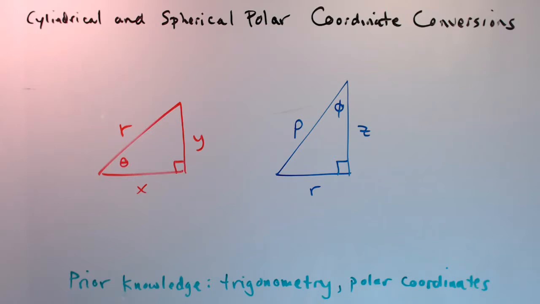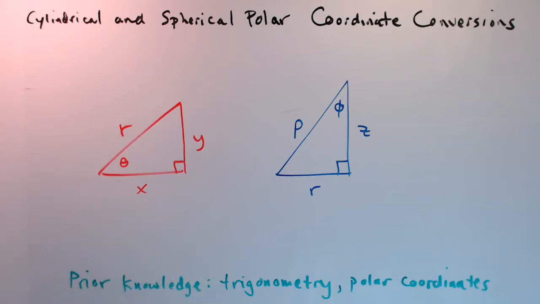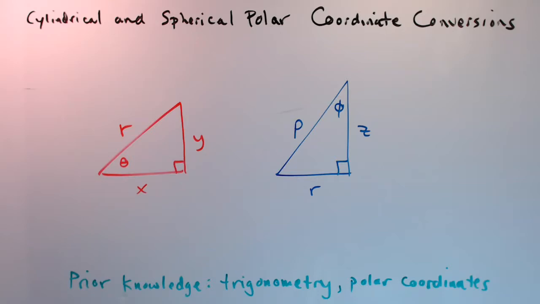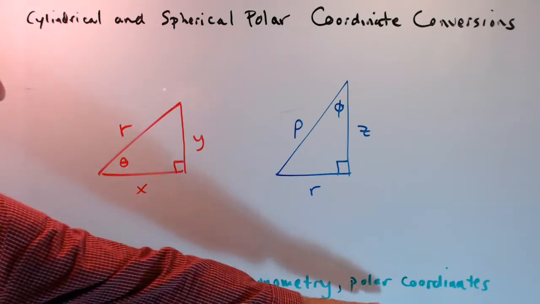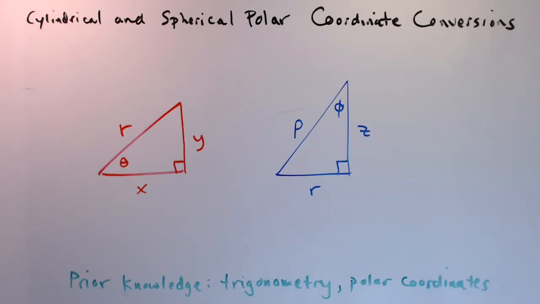All you need to do is to know basic trigonometry and to remember two triangles. Here they are. And you really should have some experience using polar coordinates in 2 dimensions as well. I'm going to be using these two triangles to derive all of those formulas.